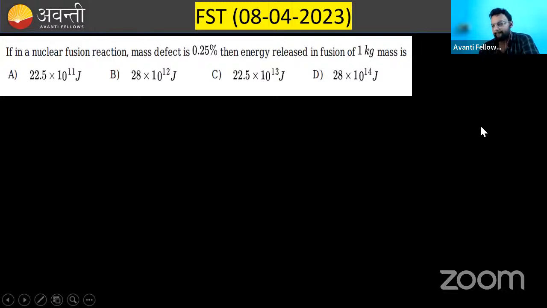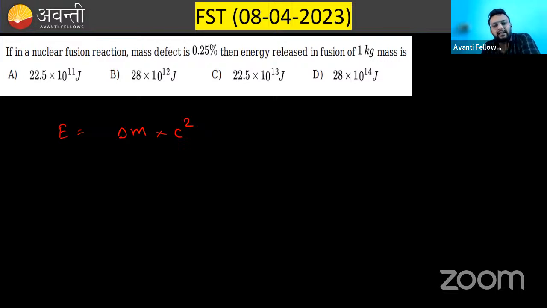Next question. In a nuclear fusion reaction, mass defect is 0.25%, then the energy released in fusion of 1 kg mass. So the mass defect is 0.25%. You know that the energy released is mass defect into c square, where c is the speed of light. That is Einstein's relation. E is equal to delta m into c square.